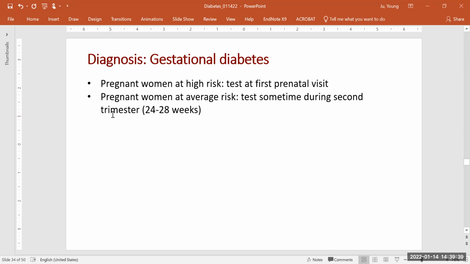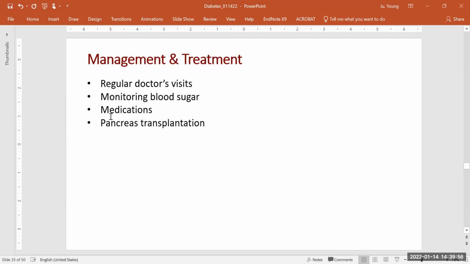If a woman is at average risk of gestational diabetes, she will likely have a screening test sometime during the second trimester, which is typically between 24 to 28 weeks of pregnancy.